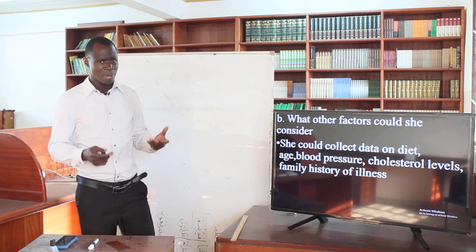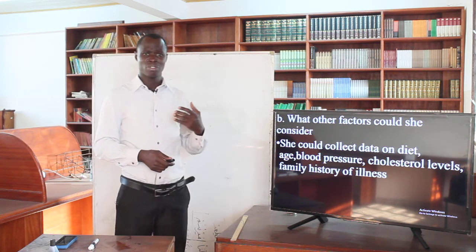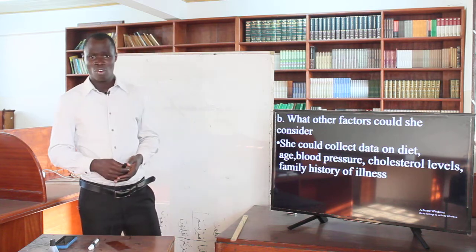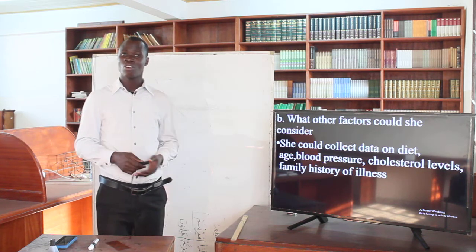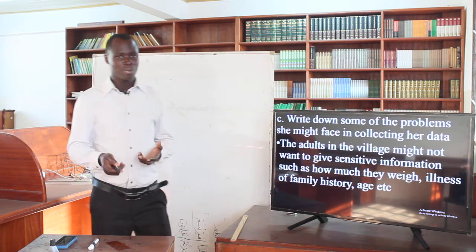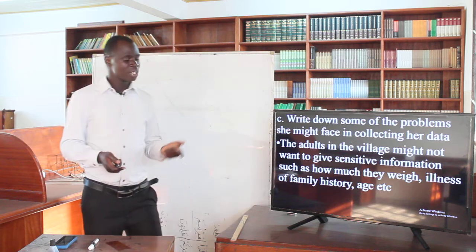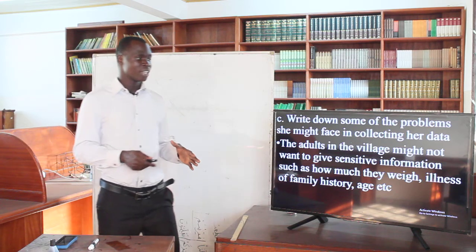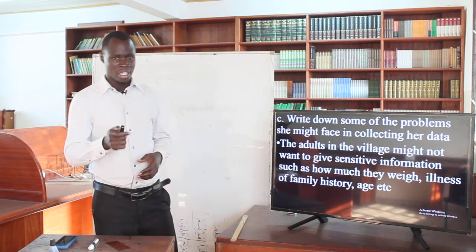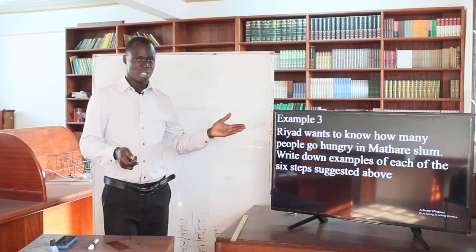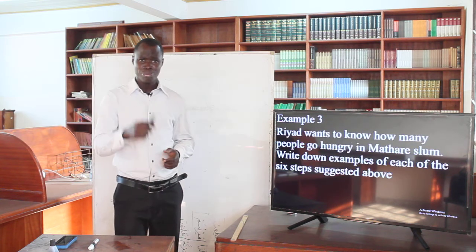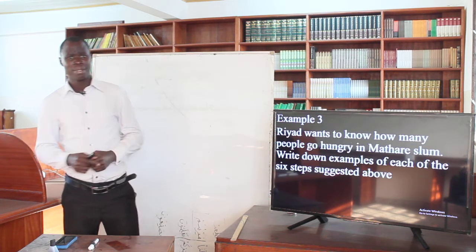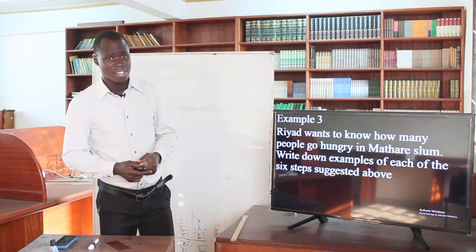Blood pressure, this is a private issue. Some will not even want to talk about cholesterol level or some other things. Family history of illness. Some people will feel like we're trying to invade their privacy. So you find that this person is going to have a problem in getting this kind of information. You also want to know how many people go hungry in Madhare's lab.